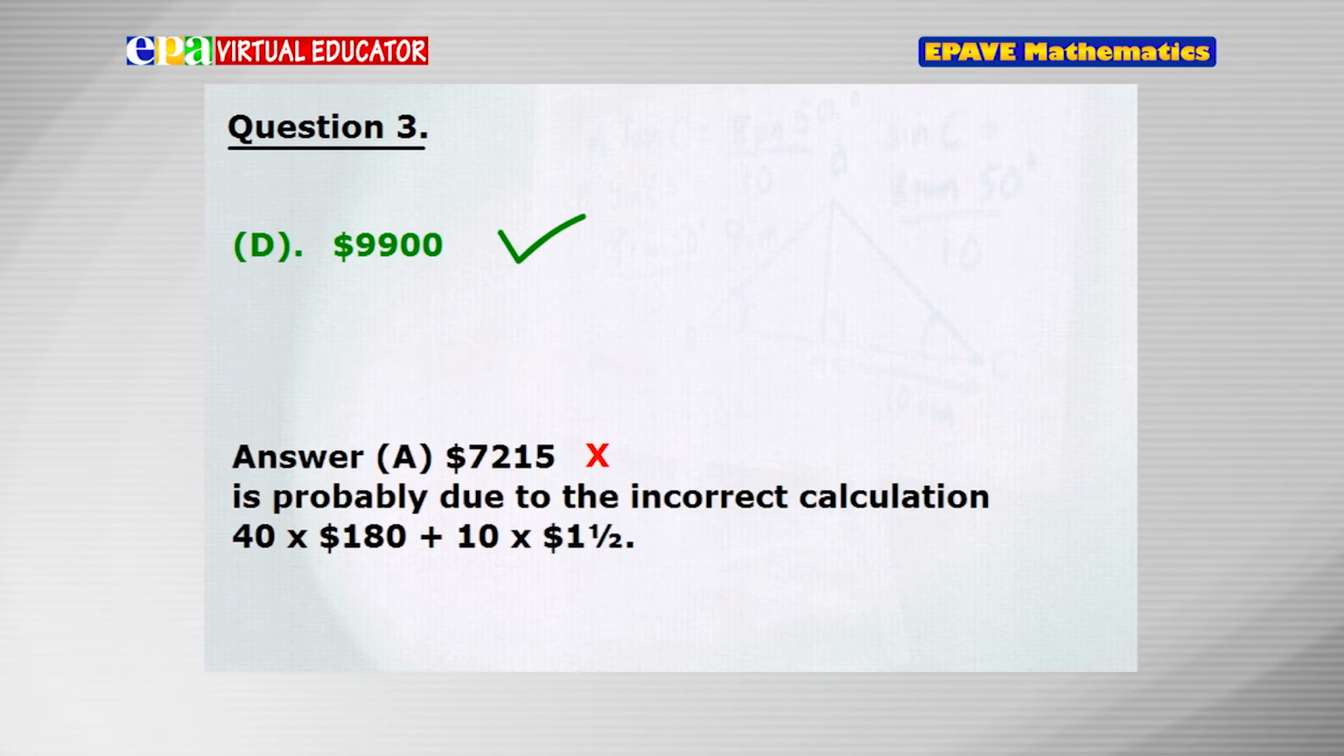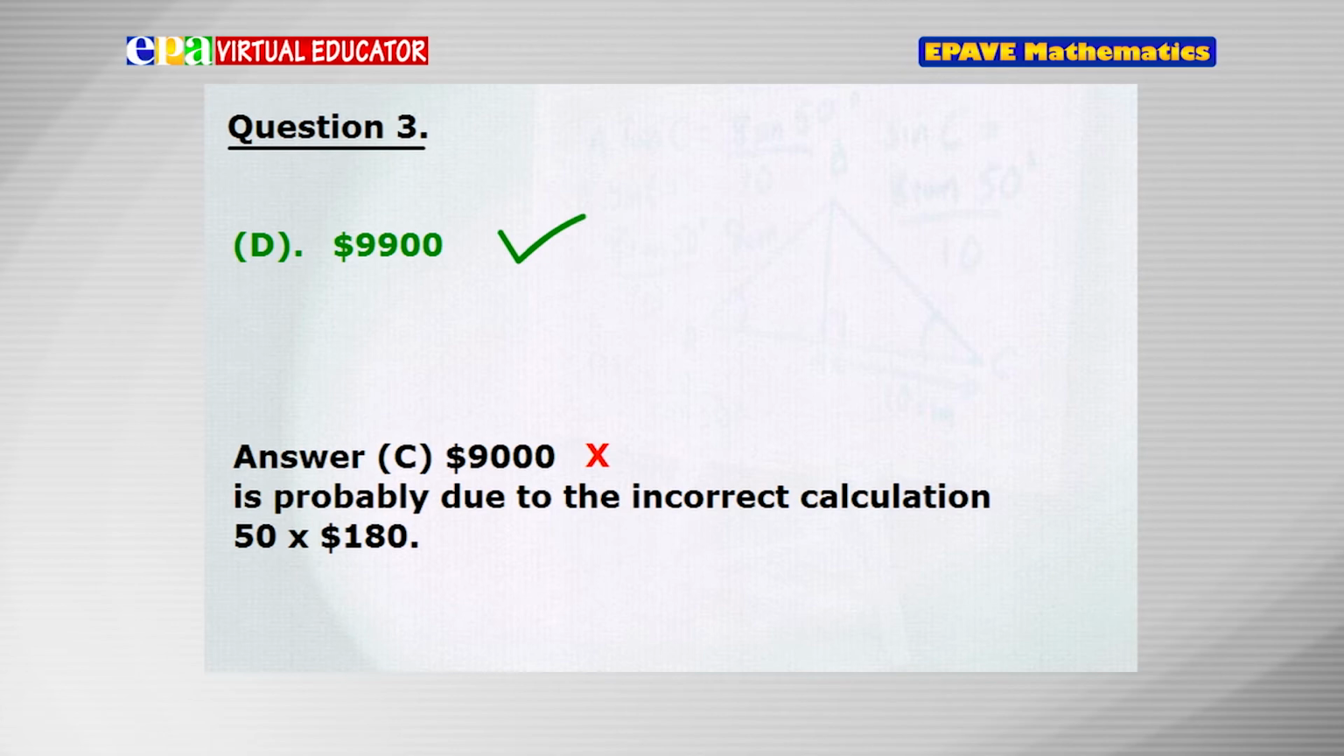You should have chosen answer D in question 3, from 40 multiplied by $180 plus 10 multiplied by $270. Answer A is probably due to the incorrect calculation 40 multiplied by $180 plus 10 multiplied by $1.50. Answer B is probably due to the incorrect calculation 40 multiplied by $180 plus $180 plus $90. Answer C is probably due to the incorrect calculation 50 multiplied by $180.